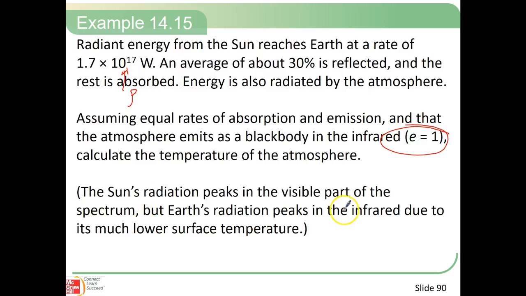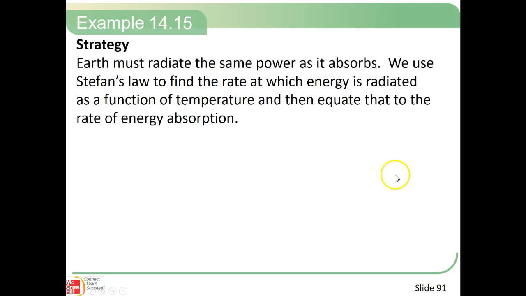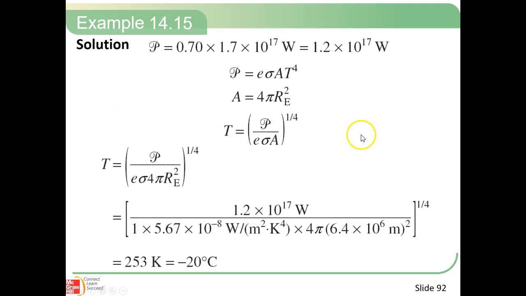The sun's radiation peaks in the visible part of the spectrum, but the Earth's radiation peaks in the infrared due to its much lower surface temperature. So let's go ahead and take a look. So Earth must radiate the same power as it absorbs. We can use Stefan's law to find the rate at which the energy is radiated as a function of the temperature. And then we can really just look at that and see how it equals the rate of energy absorption.